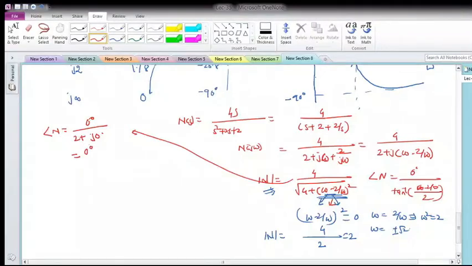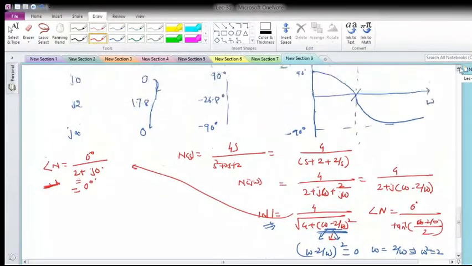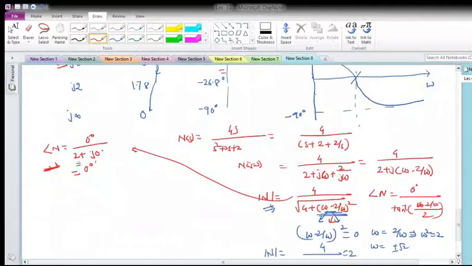Here it is 0 j, but some real part is also there. So I am not only traversing on the j omega axis, I am traversing on 2 plus j0, which has some real part also. I am traversing on the real part, not on the imaginary part. Previously, at j0, we were traversing only on the j omega axis. That is the reason we took plus 90 degrees. Here also you can evaluate this. Suppose I would like to evaluate the angle at omega equal to 0, what will happen here?